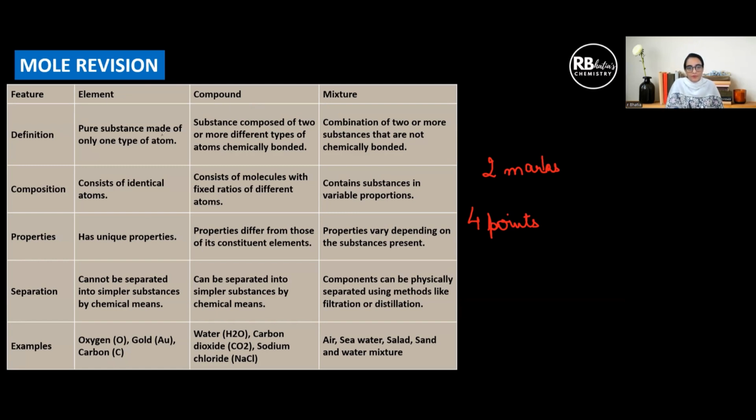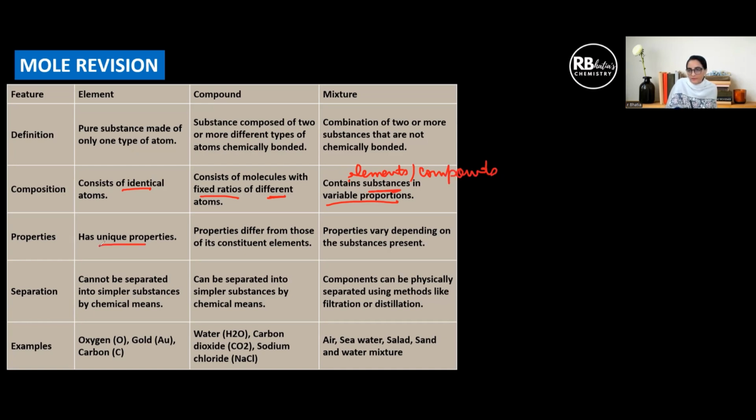So element, pure substance made up of one type of atom. Compound, substance composed of two or more different types of atoms bonded chemically, and mixture, this is combination of two or more substances that are not chemically bonded. This is one difference. This consists of identical atoms. This consists of molecules with fixed ratio of different atoms, and this contains substances in variable proportions. These substances can be elements or compounds. They can be elements or compounds, anything.